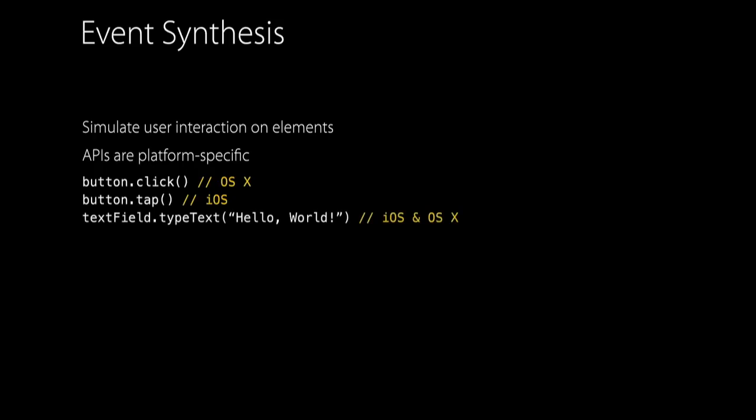The APIs for event synthesis are platform specific with some exceptions. So we have button click, for example, on OS X, and the corresponding is button tap on iOS. We also have type text, which is the same on both platforms and takes a string of text.